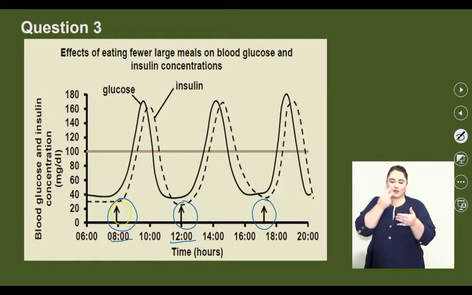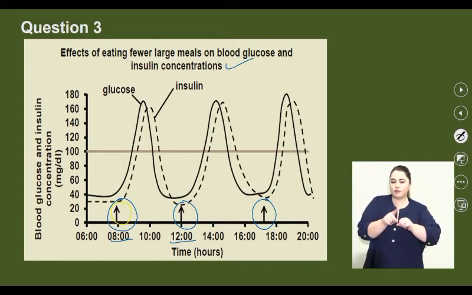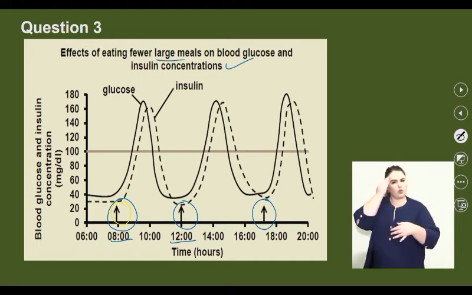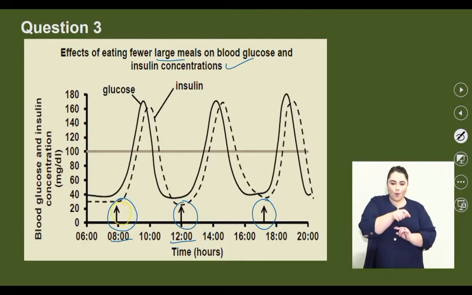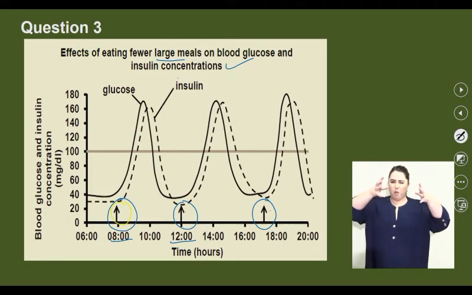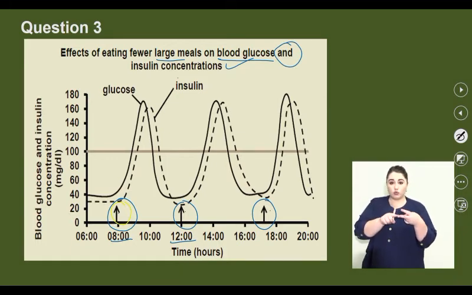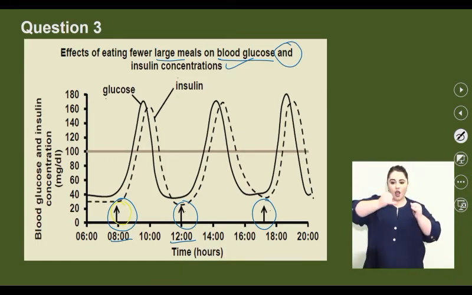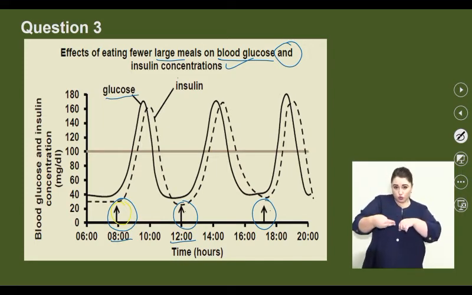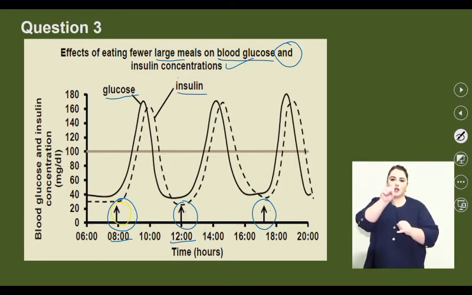But before we can look at the details here, the very first thing that we must do, we must go to the heading. What is this graph all about? It's the effects of eating large meals. You know, some people have six meals a day, but smaller. This person had how many meals? I see here three. But the heading tells me large meals, the effect on what? On blood glucose. But also, there's two graphs here in one. Look at the solid line. The solid line gives me the pattern or the trend for glucose in the person's blood. And the insulin is the dotted line here showing what's happening in the person's blood as the day goes by.